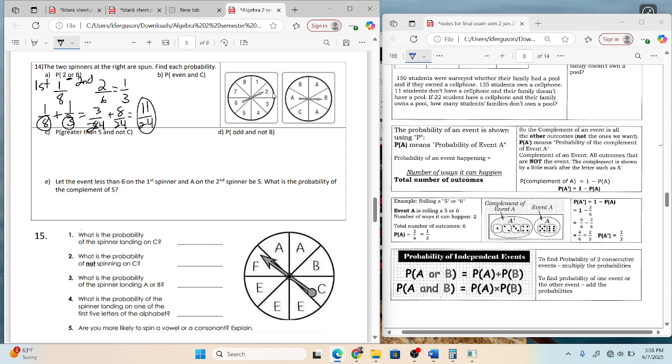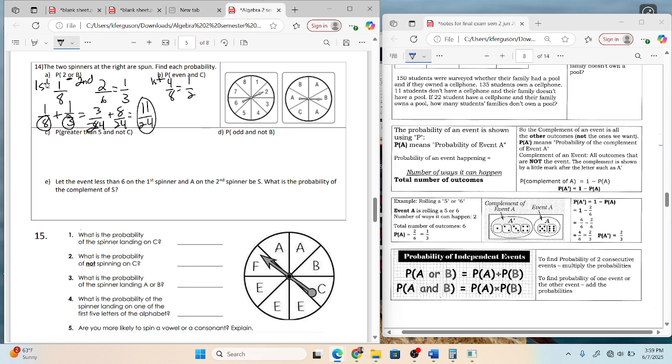Now, the next one is find the probability of this and that. So see, an and is I want to get the first event, then the second event. So those are two different events, and I'm going to multiply those together. So what is the probability of getting an even number? 2, 4, 6, 8. So that's 4 out of 8. That can be reduced to 1 over 2.